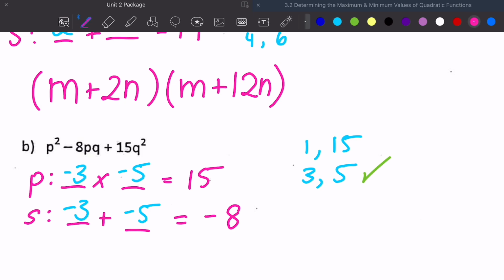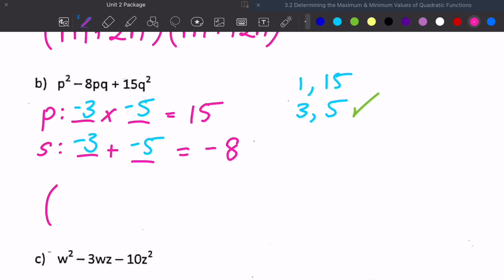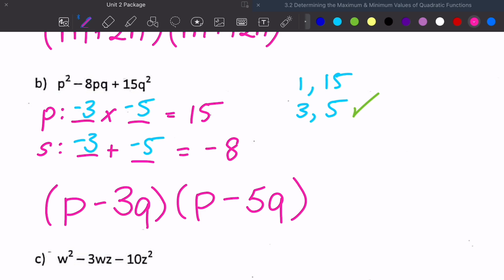So then what are my brackets going to look like? First letter by itself, P, and then what? My second letter is Q. So this is going to be minus 3 what? 3Q. And then second bracket, P minus 5Q. Right? So instead of P minus 3, P minus 5, like we're used to, you're just adding the second variable.